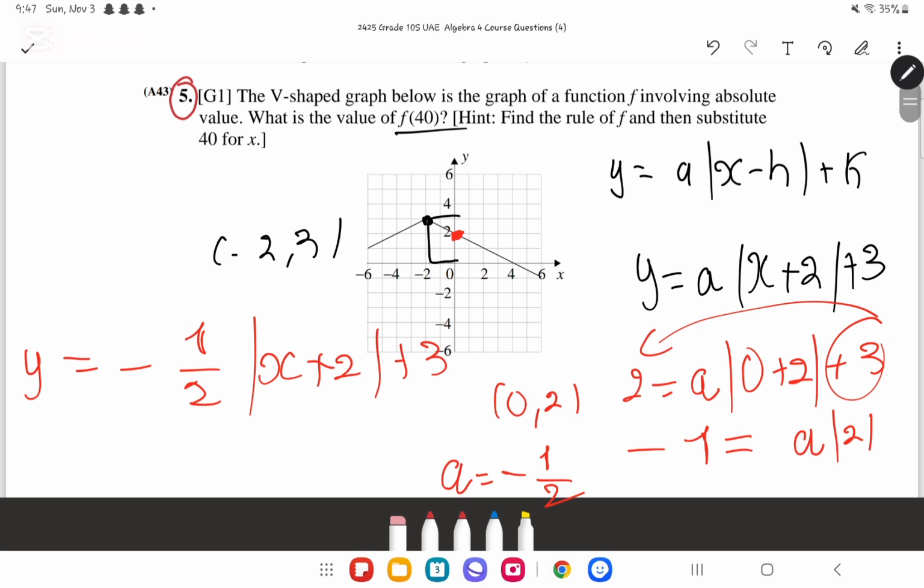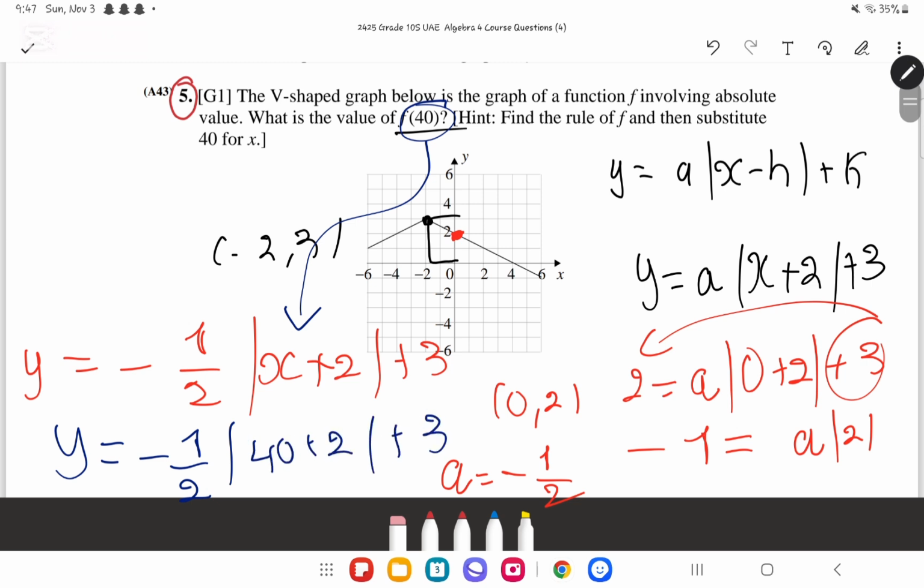Do they need our function or do they need f of 40? They need f of 40. So very simply, we are going to substitute 40 instead of x, and we are going to get y is equal to minus 1 over 2 times the absolute value of 40 plus 2, plus 3. 40 plus 2 is 42, times minus half will give us minus 21. So now we have y is equal to minus 21 and then plus 3. If you do it, it is minus 18. So our answer is minus 18.